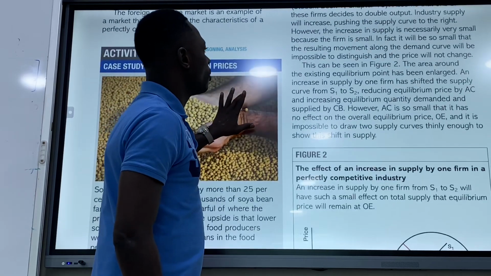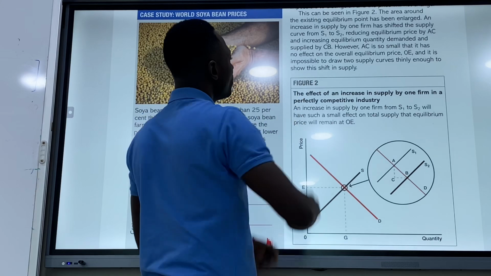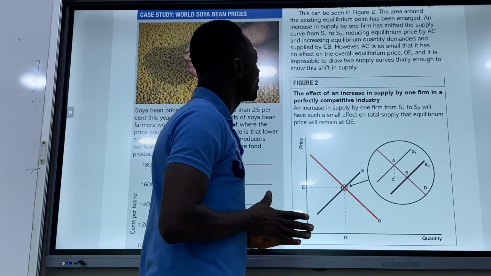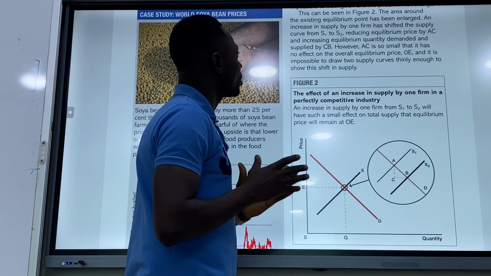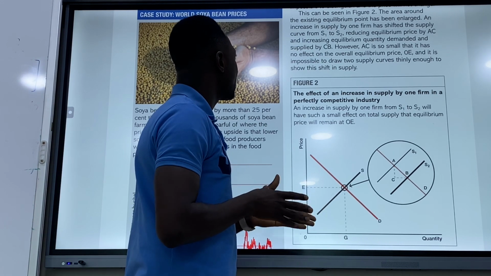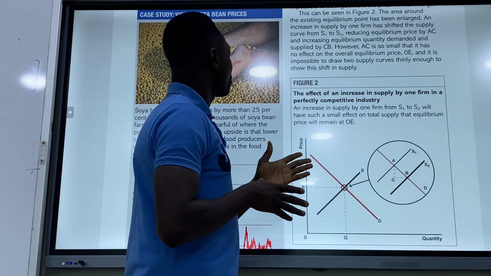This can be seen in figure 2. So we have figure 2, okay? This can be seen in figure 2. The area around the existing equilibrium point has been enlarged. An increase in supply by one firm has shifted the supply curve from S1 to S2, reducing the equilibrium price by AC and increasing equilibrium quantity demanded and the supply by CB.